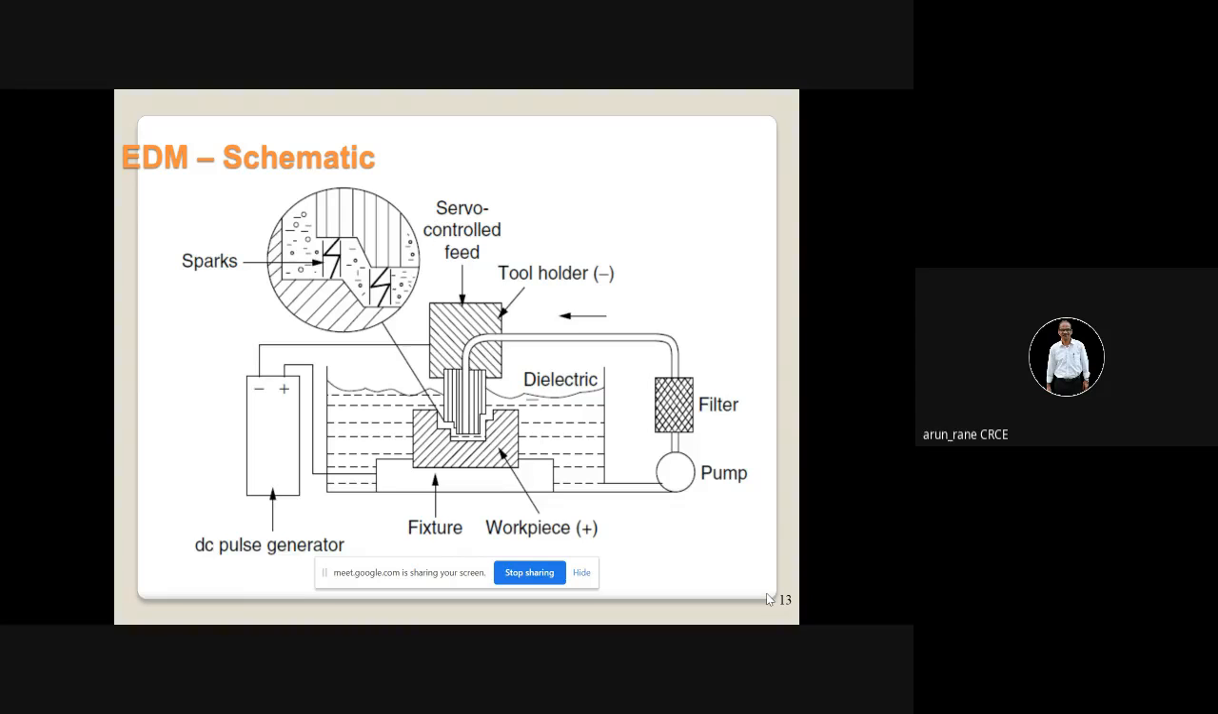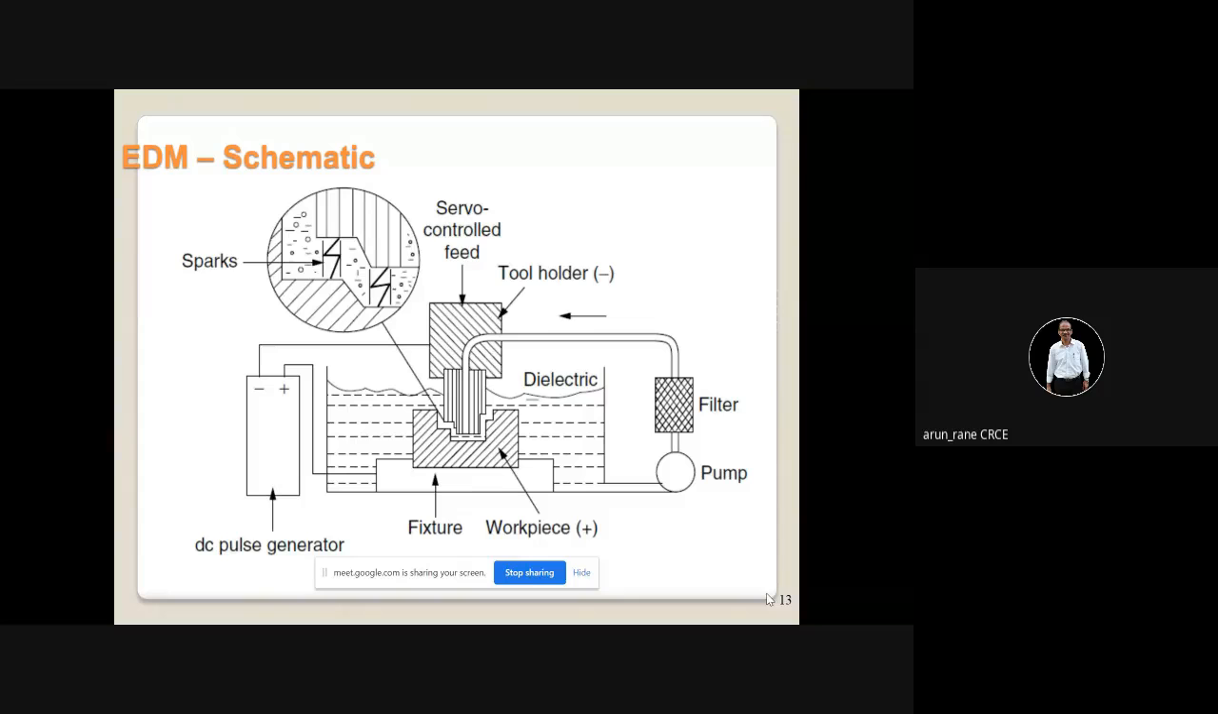So you have a fixture on which the workpiece is fitted, in which the cavity is to be sparked, and correspondingly you have the electrode, and the electrode is mounted in a tool holder. If you notice, look at the flow of the dielectric. This dielectric is nothing but coolant, like in our conventional machining.